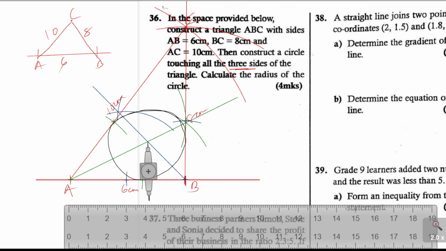Once you've drawn that circle, calculating the radius will be very easy because you only need to measure it. The radius is from the circumference, this point, to the center. You just use a ruler and measure and you get the radius. I've demonstrated how to do it: constructing the triangle, bisecting any two angles, where those two angle bisectors meet is the center, and then you draw it.